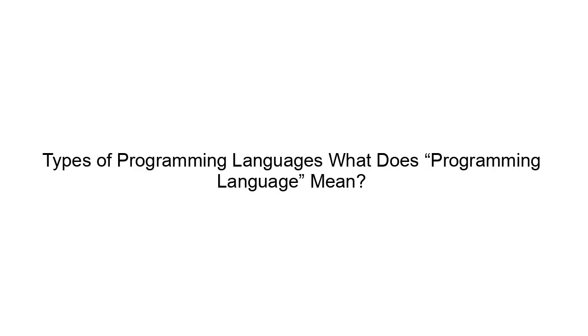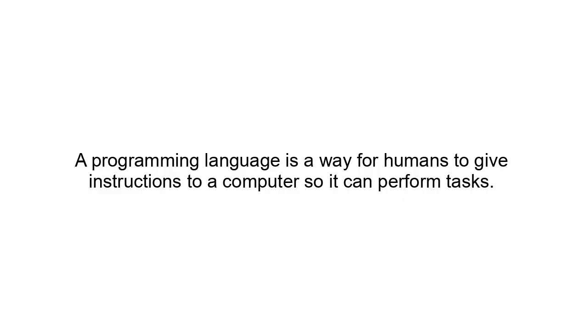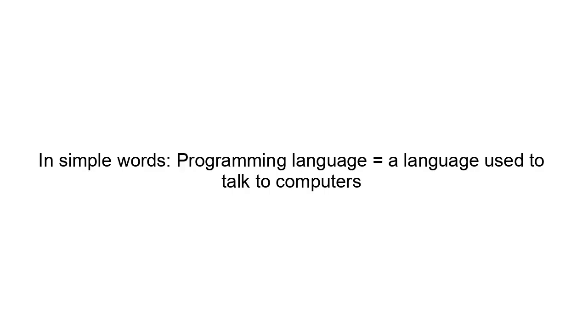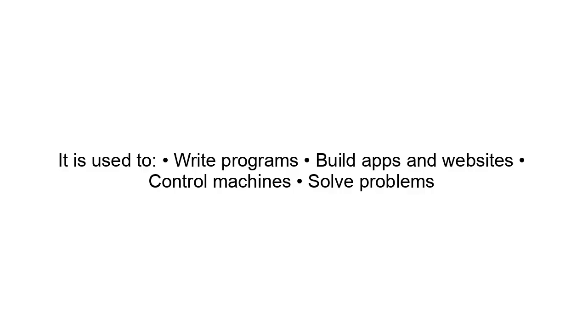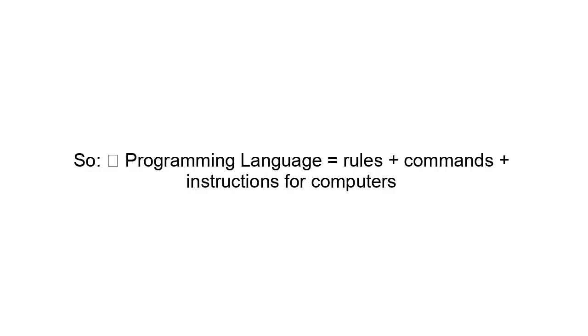Types of programming languages. What does programming language mean? A programming language is a way for humans to give instructions to a computer so it can perform tasks. In simple words, programming language equals a language used to talk to computers. It is used to write programs, build apps and websites, control machines, solve problems. So, programming language equals rules plus commands plus instructions for computers.